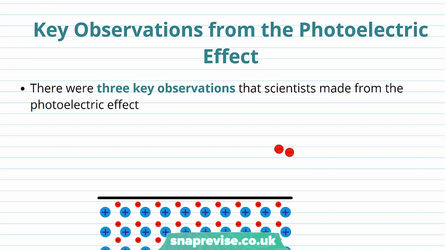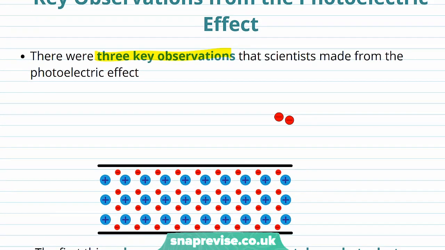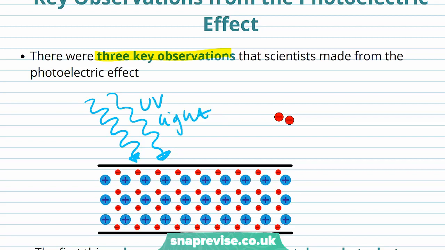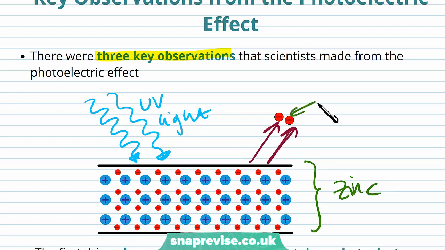Now we're going to look at some of the key observations from the photoelectric effect. There were 3 key observations that scientists made from the photoelectric effect. So we've said that the photoelectric effect is when we shine some form of electromagnetic radiation, in this case UV radiation, onto a metal surface. In this case we're looking at zinc, and when this radiation is incident on this surface, electrons are emitted and we call these photoelectrons.